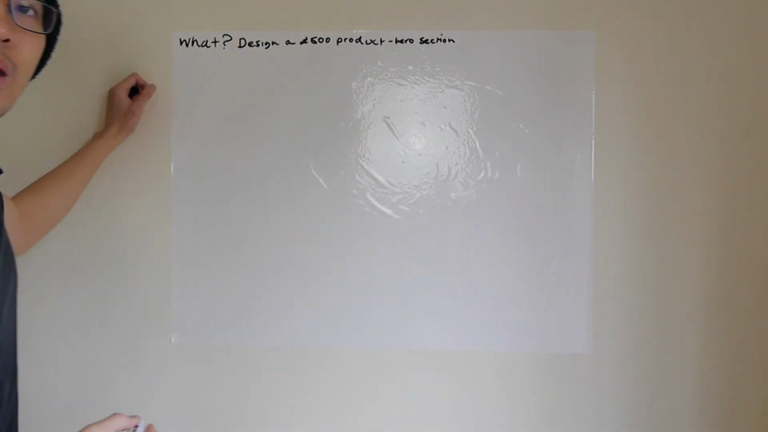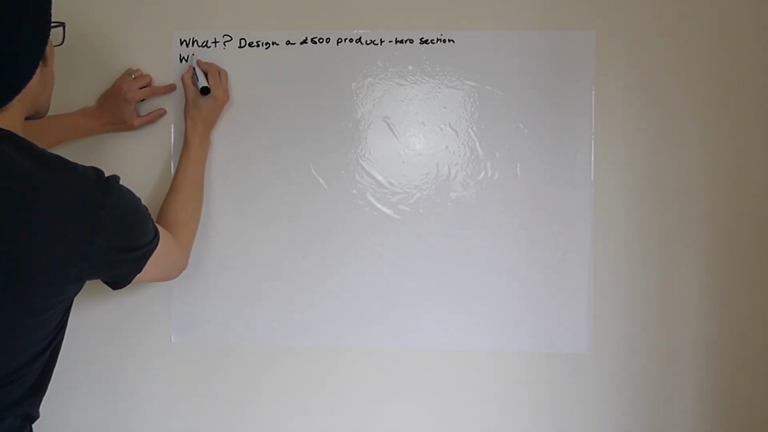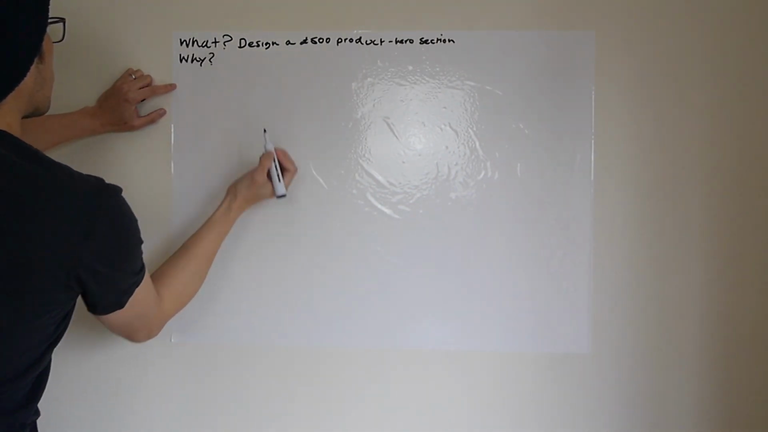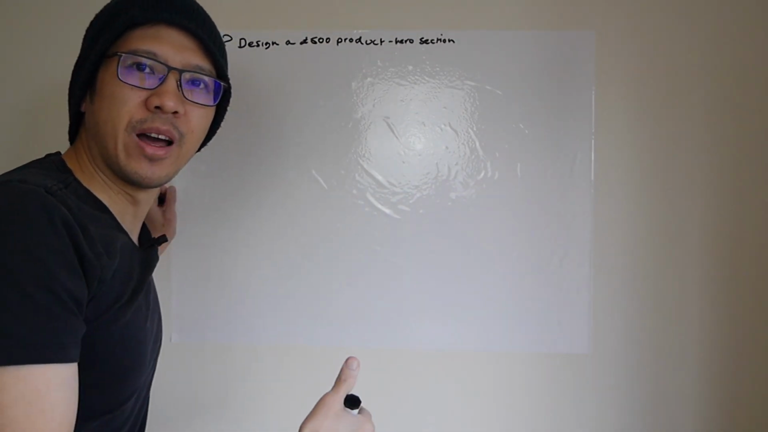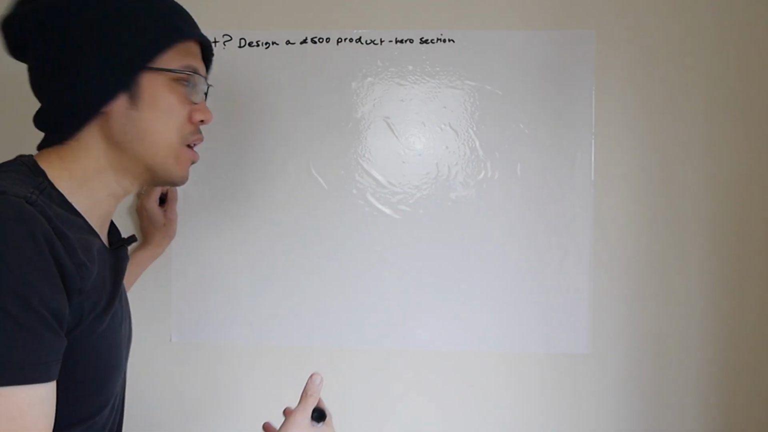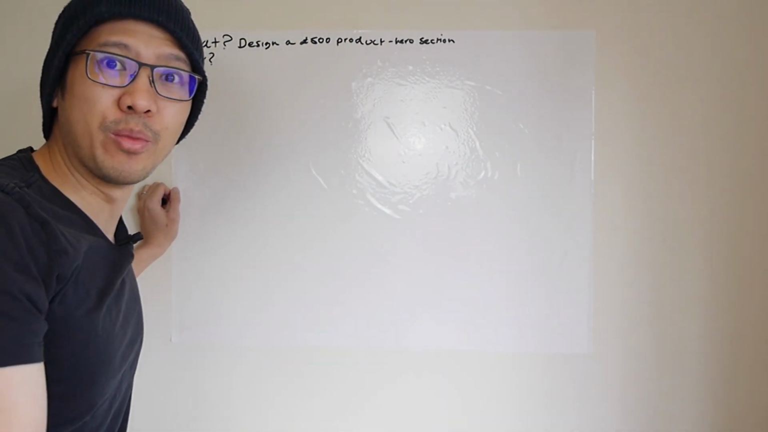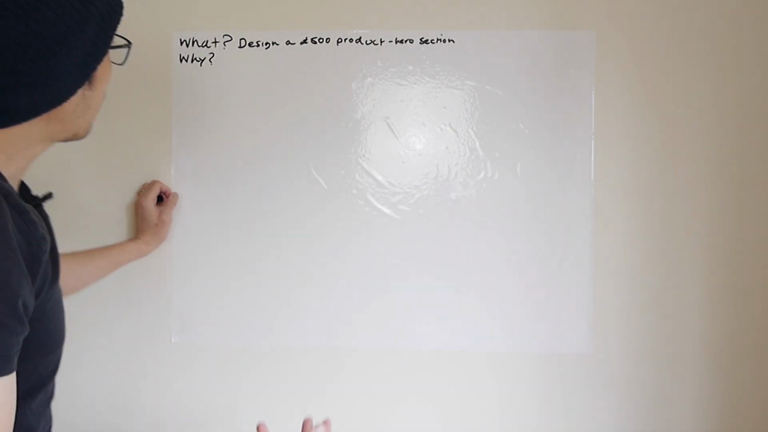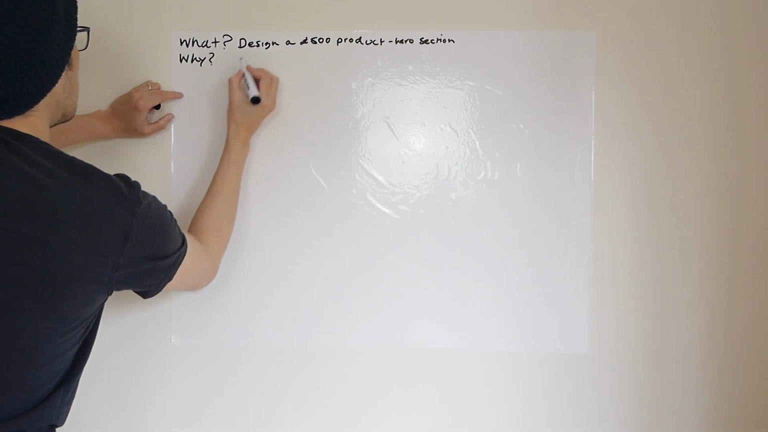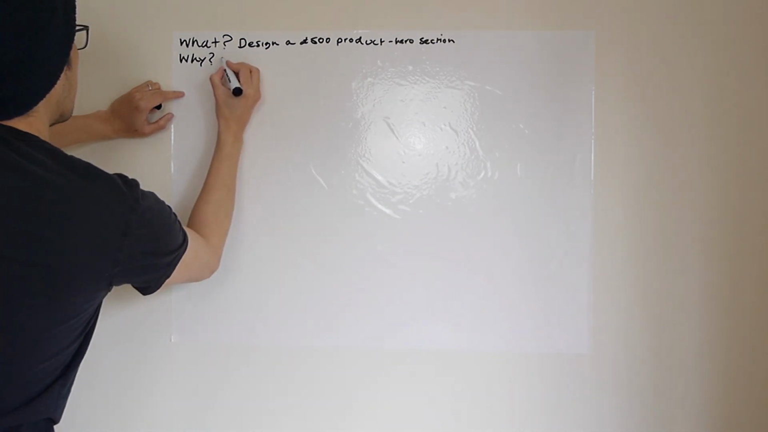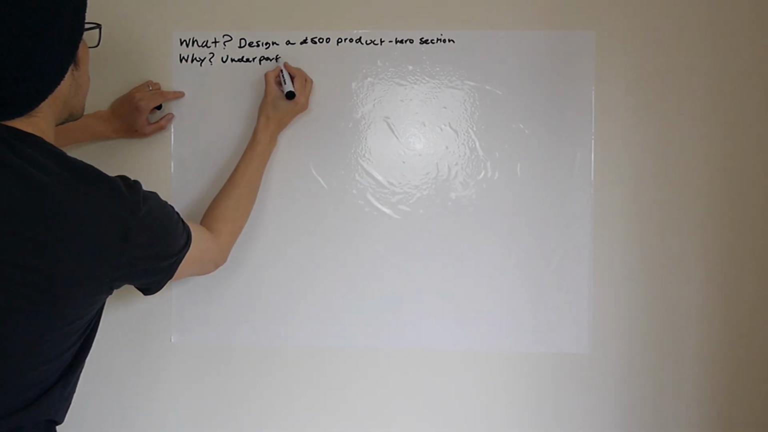Okay, and then why are we doing this? Well, again, I'm playing both collaborator and person doing the whiteboard. So I'm pretending to be the client or the PM, for example. So why are we doing this? Because we feel that the current landing page is underperforming. So we just say underperforming.